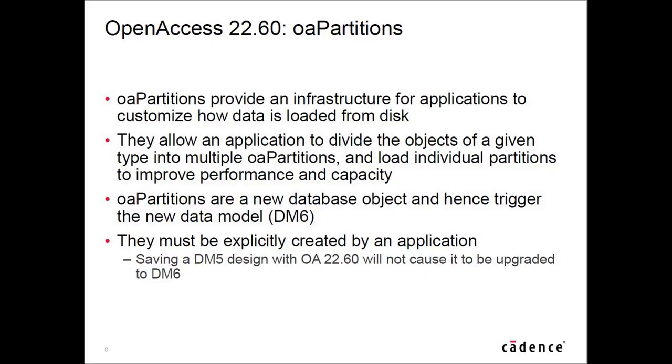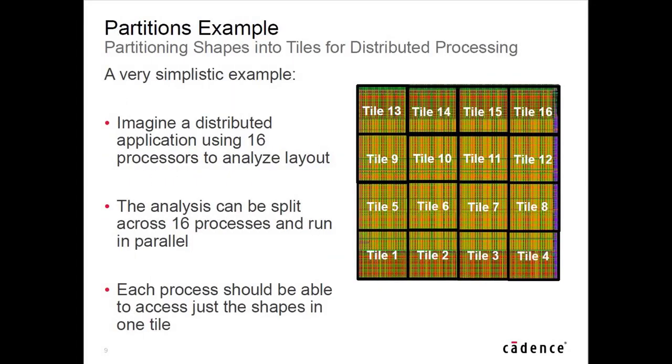Now, for those of you who are nervous about having to deal with a new data object or having your data automatically upgraded to 2260, don't worry about it. You have to run an application that explicitly creates them. So if you just read in a DM5 design with OA 2260 and save it, it's not going to get upgraded to DM6. Your application has to explicitly create these partitions. So that said, let's look at an example for how one might use OA partitions.